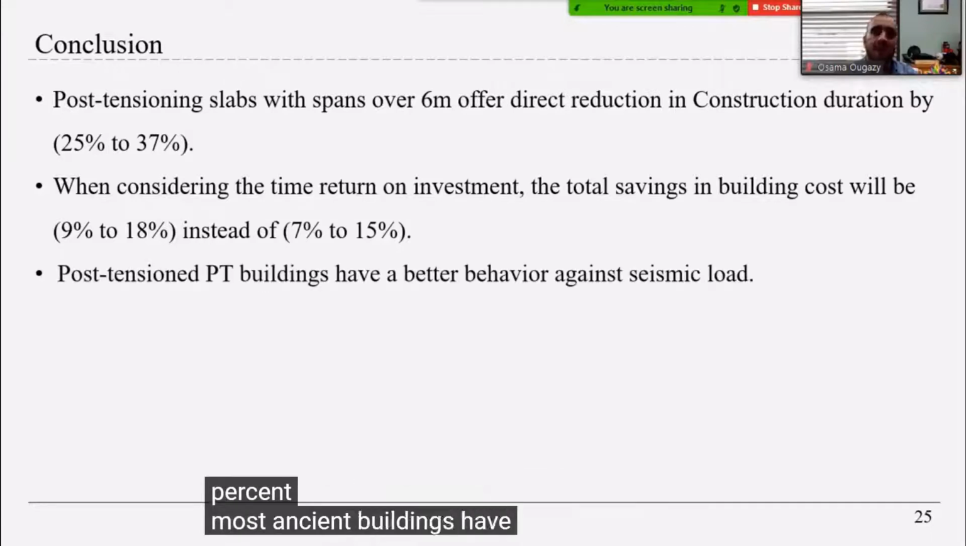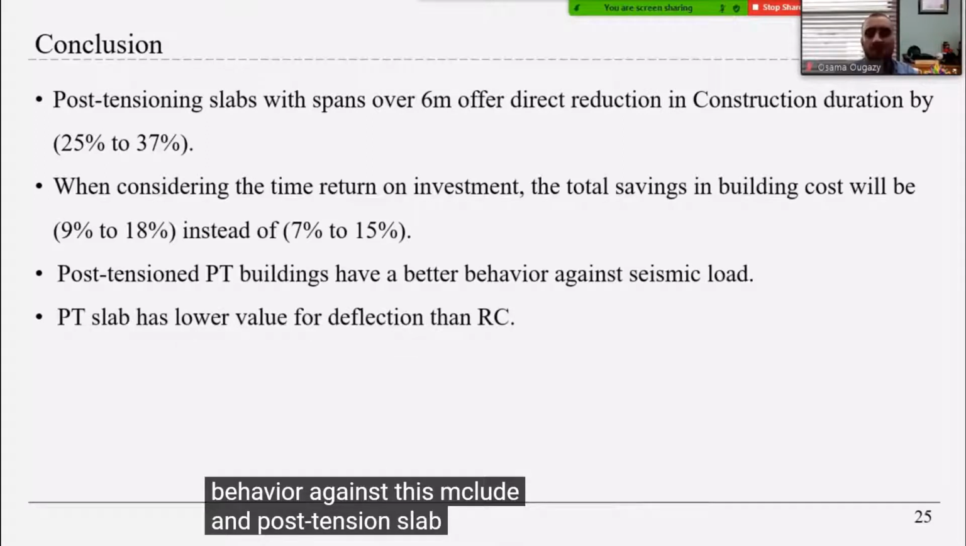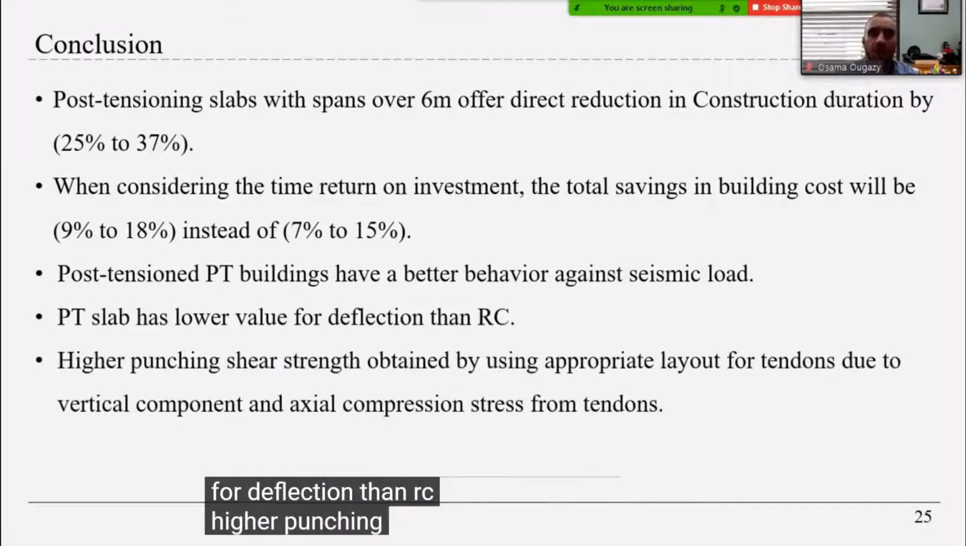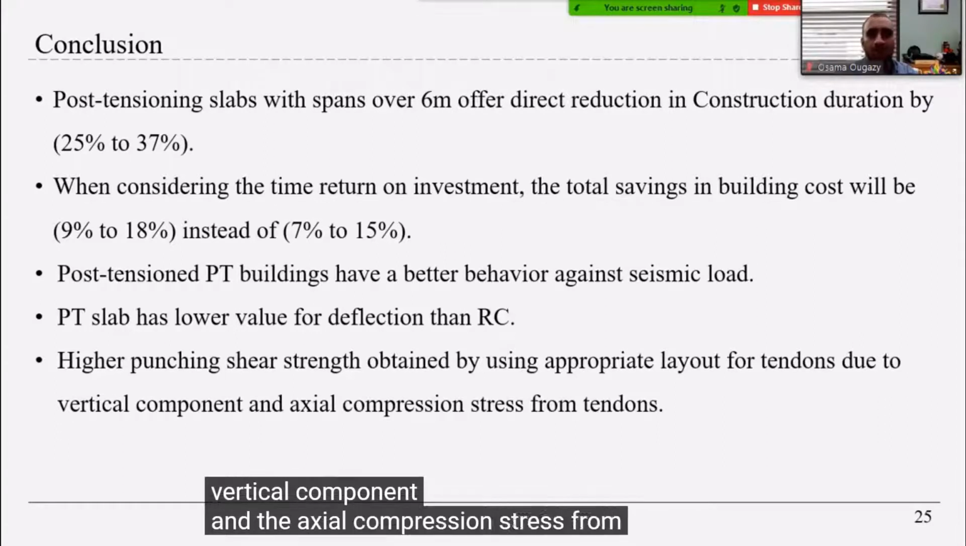Post-tension buildings have a better behavior against seismic load, and post-tension slab has lower value for deflection than RC, and higher punching shear strength obtained by using appropriate layout of tendons due to the vertical component and the axial compression stress from tendons.